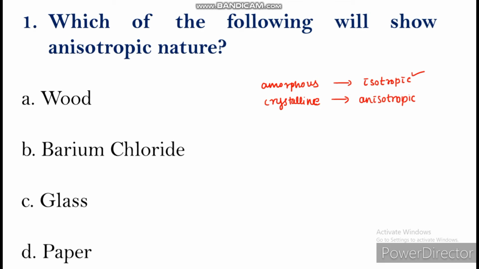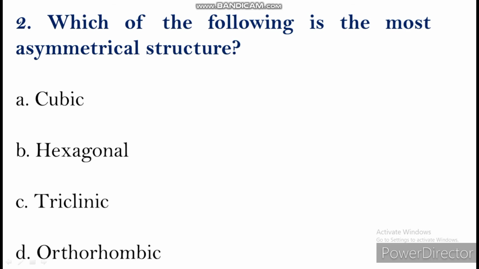So here anisotropic, we need to check for crystalline solids. Out of these four, which of them is a crystalline solid? Barium chloride is a crystalline solid. So the option is Option B, barium chloride.